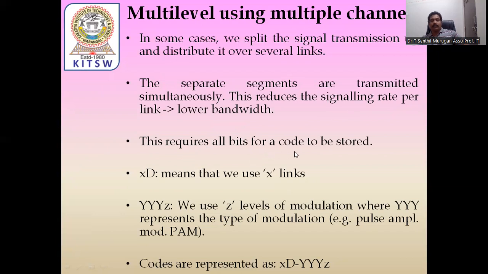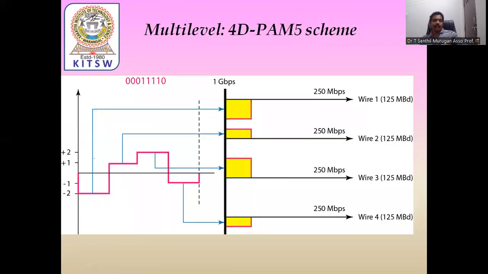This requires all bits for a code to be stored. In the XD method, X is the link. Okay. While we are seeing the diagram, you can get it. Here there are n number of bits, with different signals. So this signal will be transmitted in a different channel. This will be transmitted in this channel. This line plus 2 line will be transmitted in this channel. Like that it is transmitting.